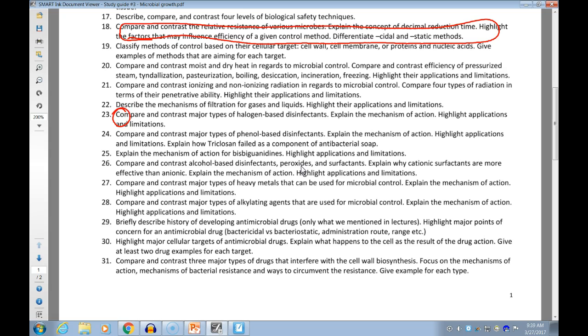Halogen-based disinfectants. What is the mechanism? Nobody will tell. For halogens, chlorine, iodine, they are oxidizing. Remember that. Chlorine and iodine, yes. They are oxidizing. Can they sterilize? Unless you pump the entire room with chlorine gas, they can't.